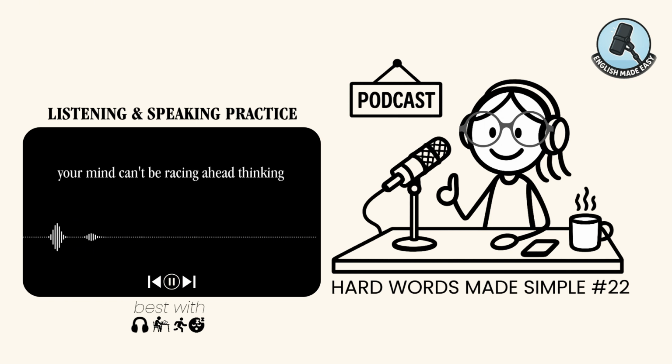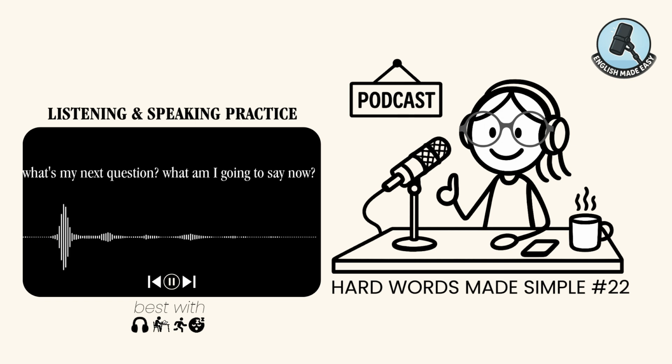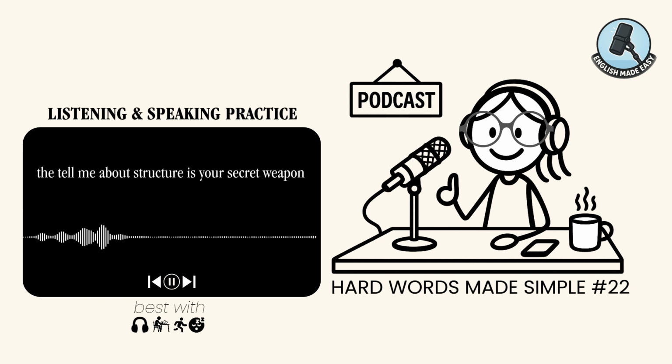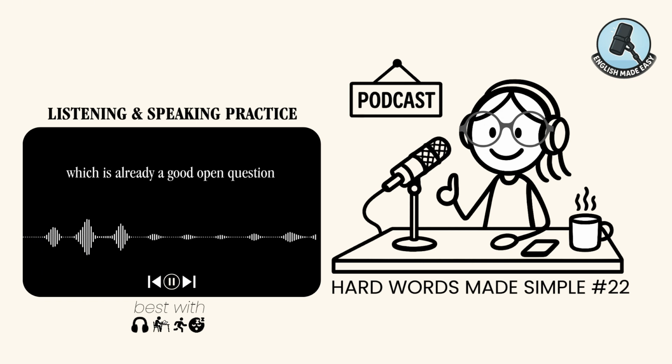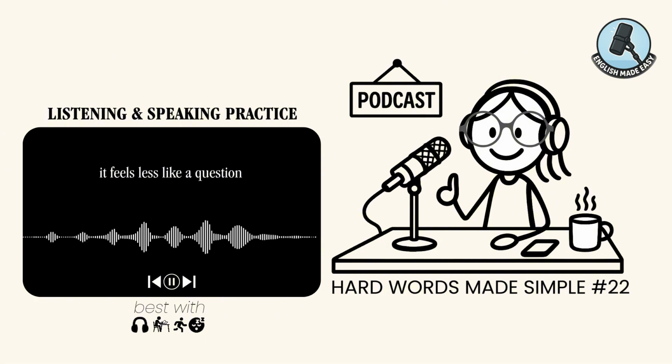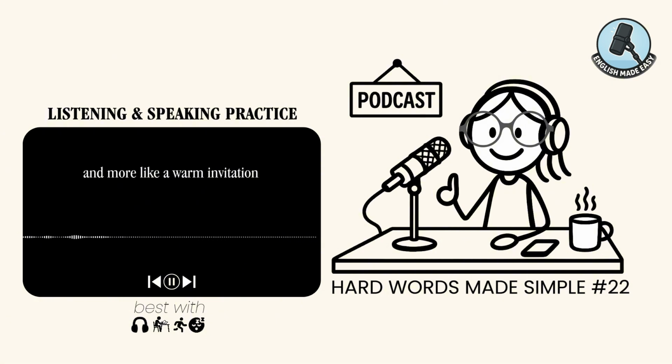Your mind can't be racing ahead, thinking, what's my next question? What am I going to say now? You have to stay in the moment and listen to the words they are offering you. A tip for success: the tell me about structure is your secret weapon. Instead of asking, what was your vacation like? Which is already a good open question, you can soften it even more by saying, tell me about your vacation. It feels less like a question and more like a warm invitation.